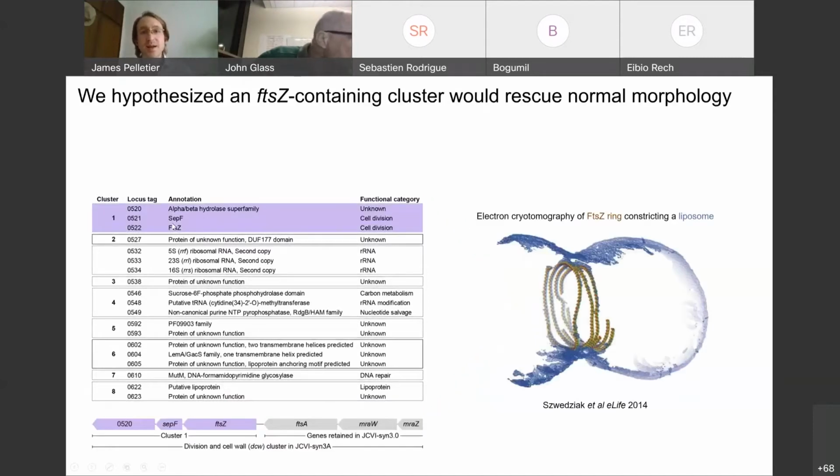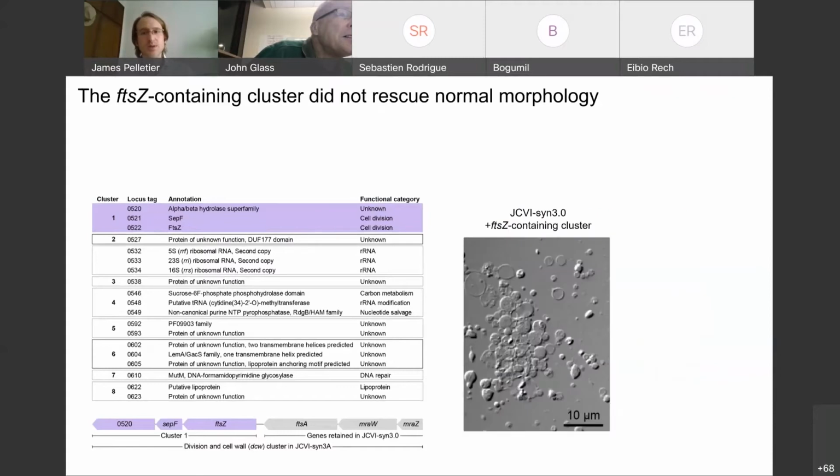And FtsZ is a highly conserved tubulin homolog that polymerizes into a ring at the division site in most bacteria. So we thought, oh, if we add FtsZ back to the Syn3.0 genome, then we could restore normal division. But to our surprise, addition of the FtsZ-containing cluster alone did not restore normal morphology or division. The cells still had a wide range of shapes and sizes.